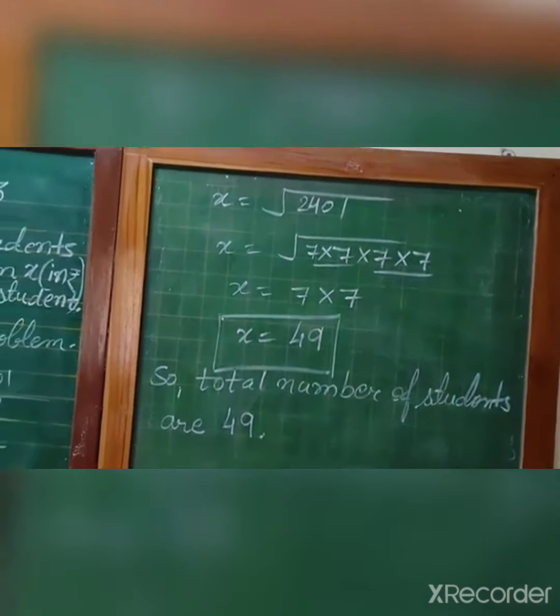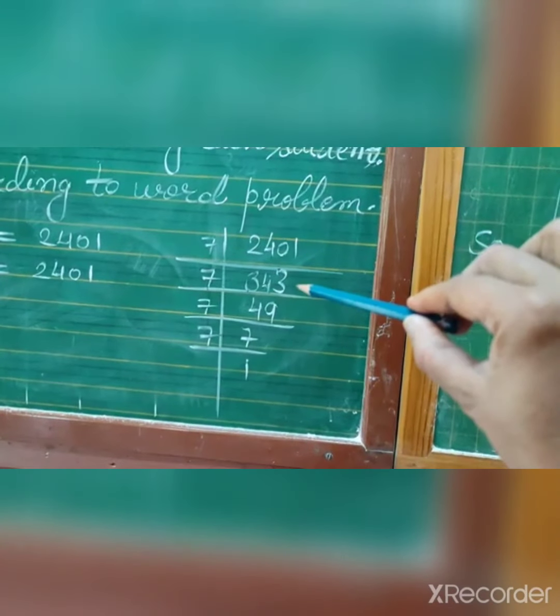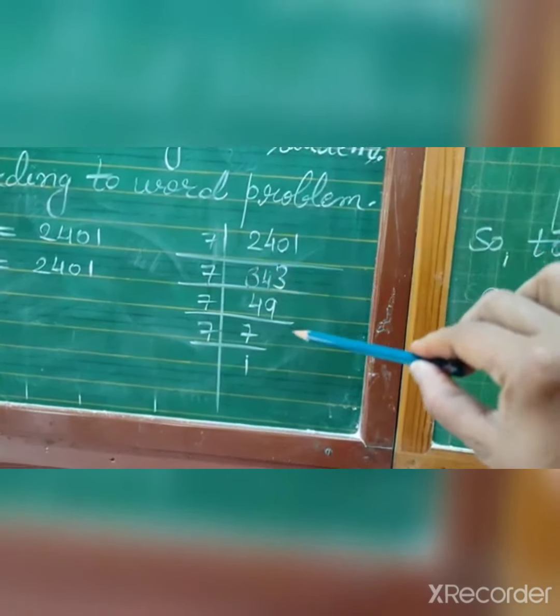You can see the prime factorization of 2401: divide by 7, 7 3s are 21, 7 4s are 28, and the last is 7 3s are 21. Divide by 7, 49, divide by 7, 7 1s are 7, then 1. So X equals 2401, which is 7 into 7 into 7 into 7. Taking the pairs out of the root symbol, 7 into 7. That means each student is paying 49 rupees, because the total number of students in the class is 49.